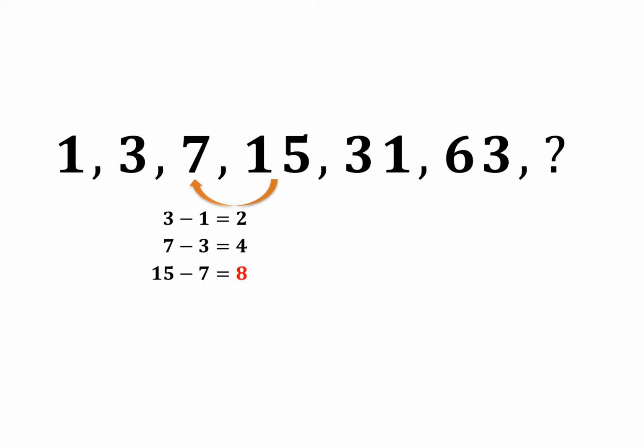Now, we are going to solve another number series and will find the next number in this series. Consider first two terms. Second term minus first term is 3 minus 1, and 3 minus 1 is 2. Consider next two terms now. 7 minus 3 will be 4. Consider next two terms. 15 minus 7 will be 8.